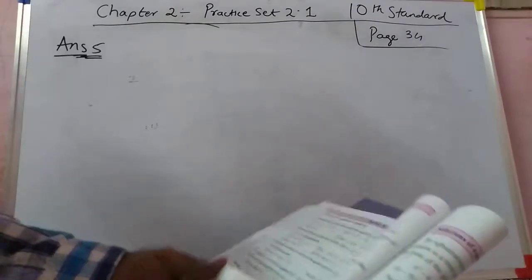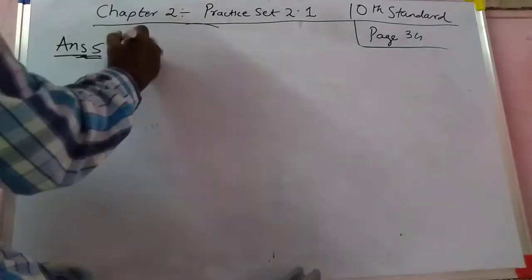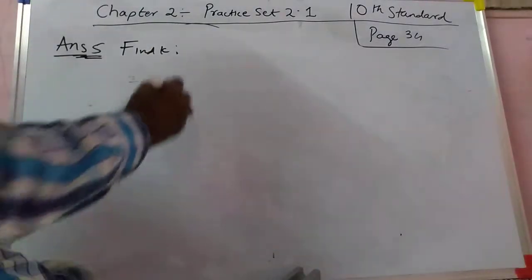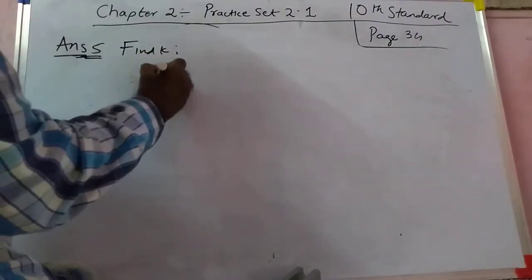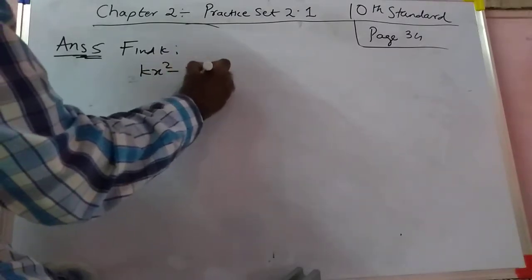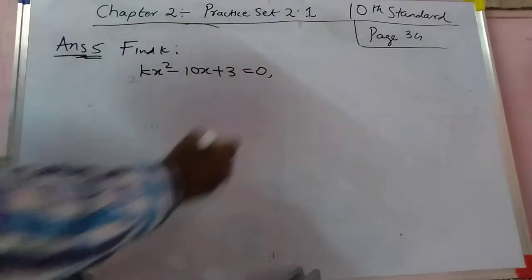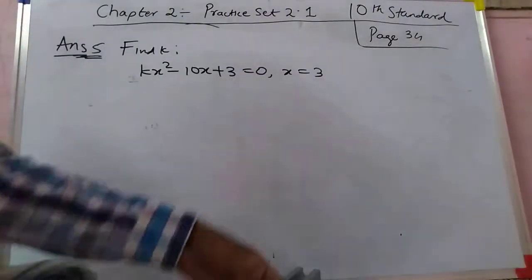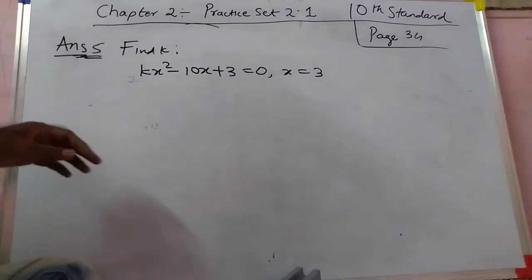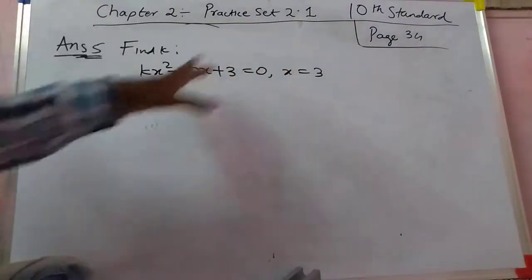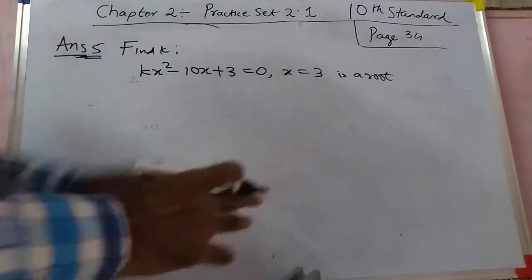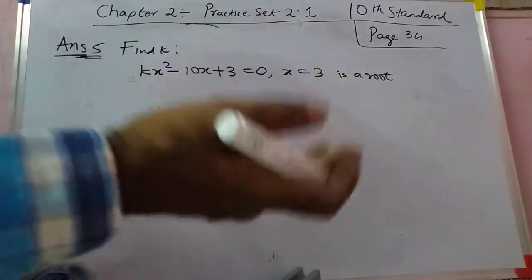What is given here? Find k, okay? You have to find k. X is the root, so what do you have to do? kx square minus 10x plus 3 is equal to 0, and x is equal to 3. This is given, okay? But x is equal to 3 is the root. It is given. If it is a root, then it will satisfy the equation. It means you can put it in, because x is the root, okay?